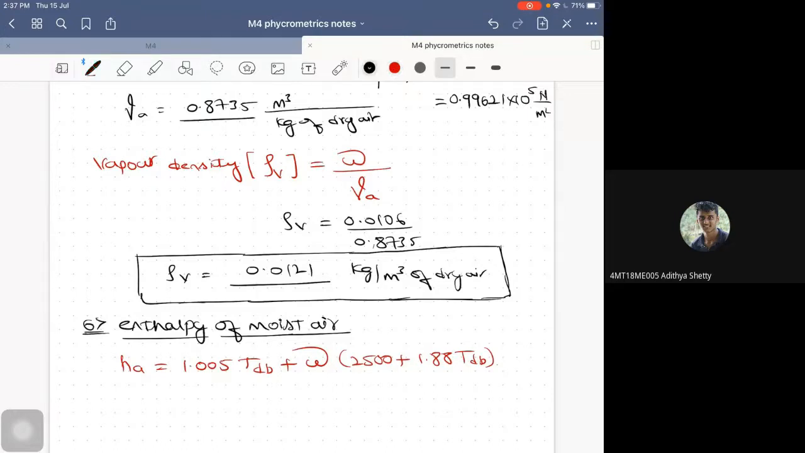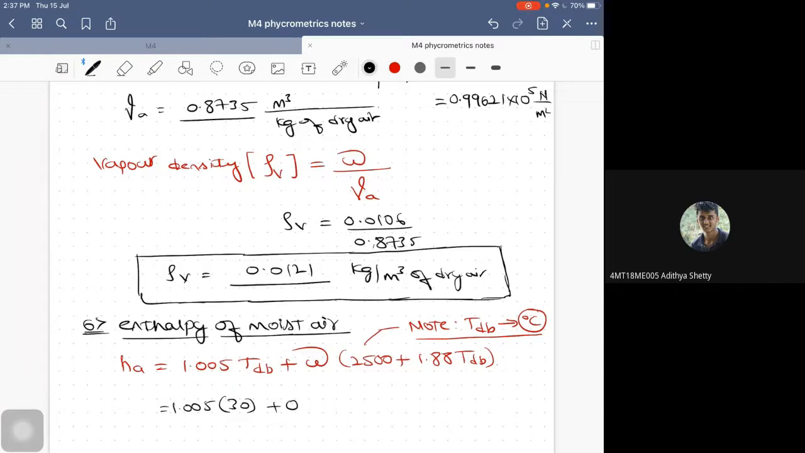While discussing enthalpy, I have given you this formula. Substitute TdB and omega, and you get the value. So it is 1.005 TdB. Remember that you have to substitute in degrees Celsius. If you get confused, then take a note: TdB should be in degrees Celsius. Okay, do not get confused.